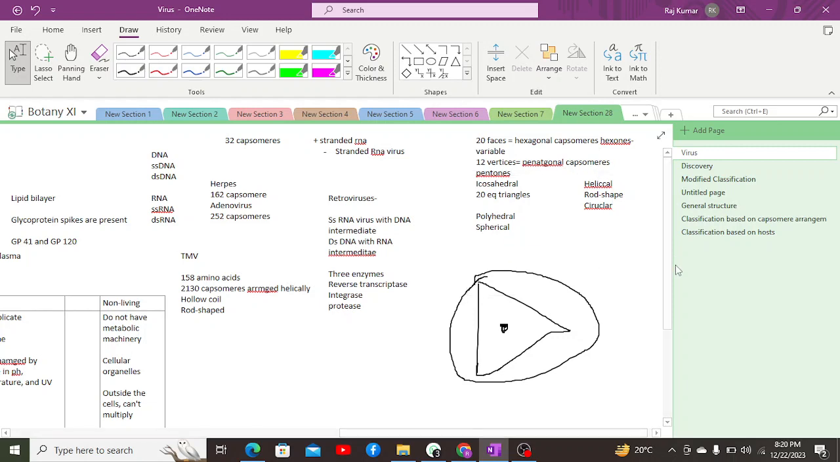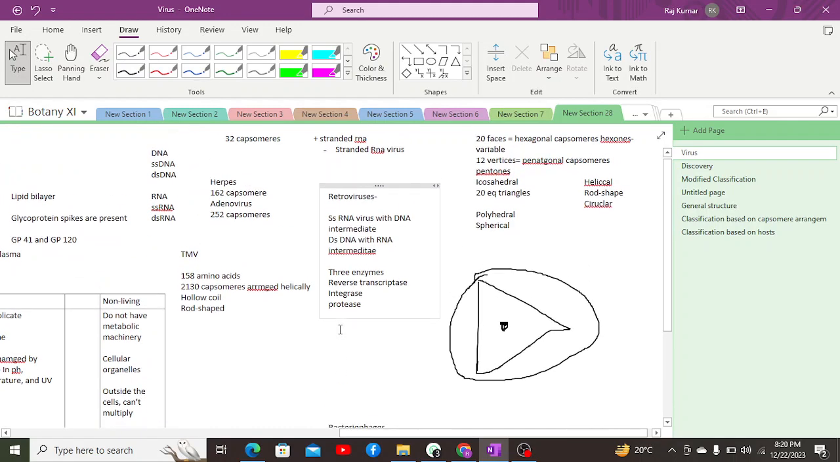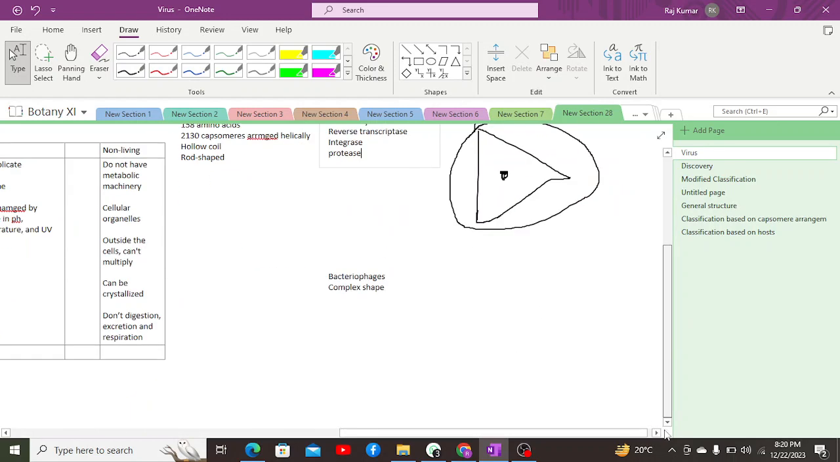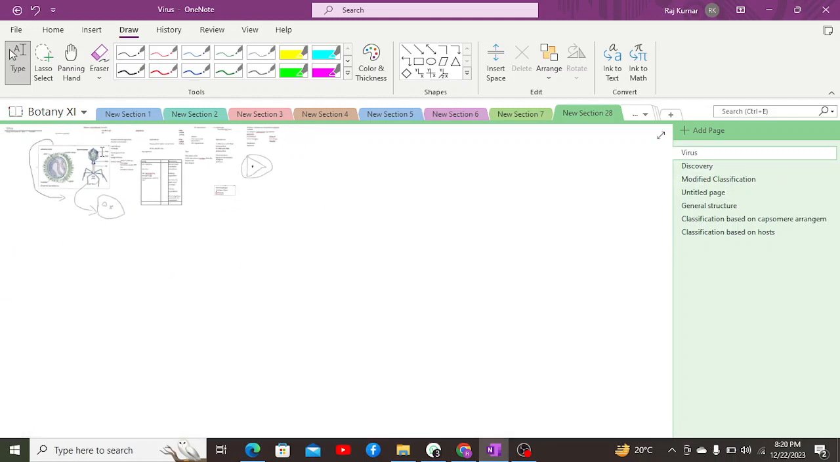One more classification is there, which is a complex classification, which is the bacteriophages. Bacteriophages are those which attack bacteria. These have a complex structure, which means they have a complex shape. Their structure is divided into three parts, which include the head, neck, and tail. As you can see in the diagram, let me just zoom it a bit. Yeah.